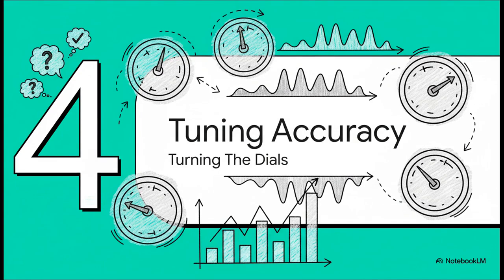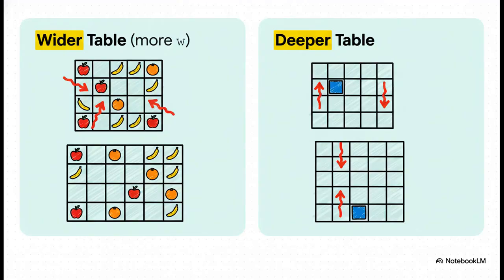Now, this isn't some one-size-fits-all tool. The beauty of this whole thing is that you can actually tune its accuracy. You get a couple of dials you can turn to get exactly the performance you need for your specific problem. And those dials are just the width and depth of our grid.